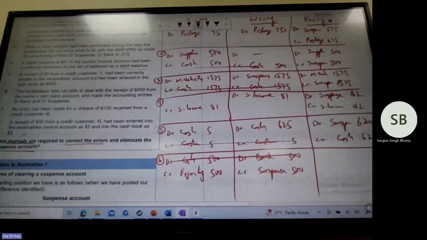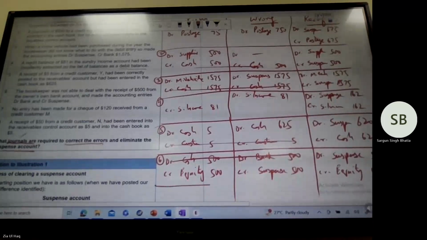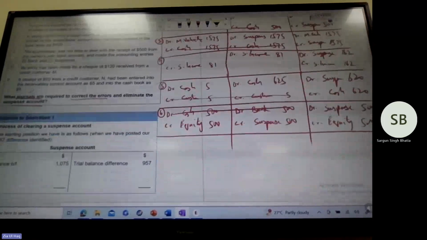So equity is not recorded. So we will credit equity with 500. What should be on the debit side? Suspense, to eliminate this suspense with 500. Is that fine? Oh, yes, sir. Now moving towards number 7.